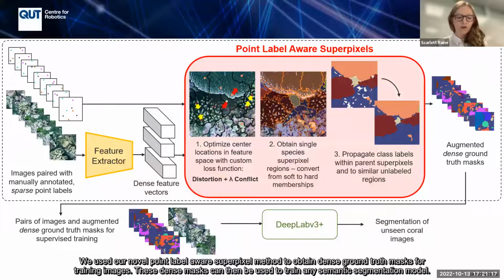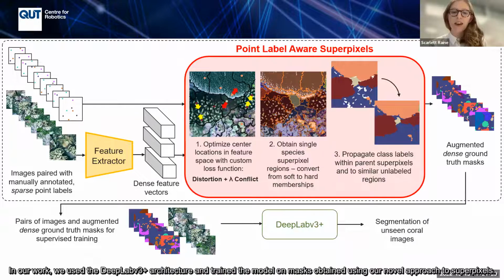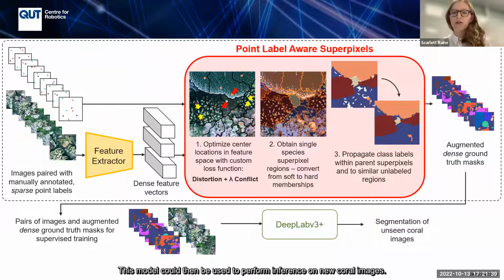We use our novel point label aware superpixel method to obtain dense augmented ground truth masks for training images. These dense masks can then be used to train any semantic segmentation model. In our work, we used the DeepLab version 3+ architecture and trained the model on masks obtained using our novel approach to superpixels. This model can then be used to perform inference on new coral images.